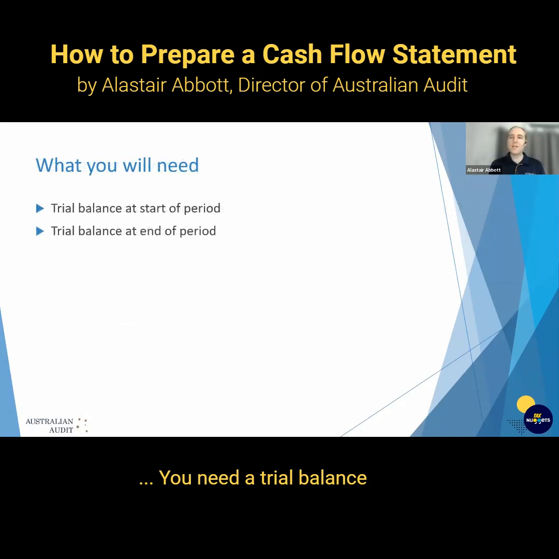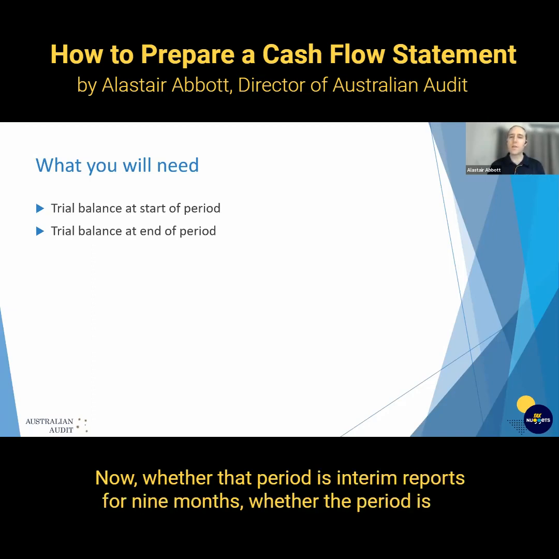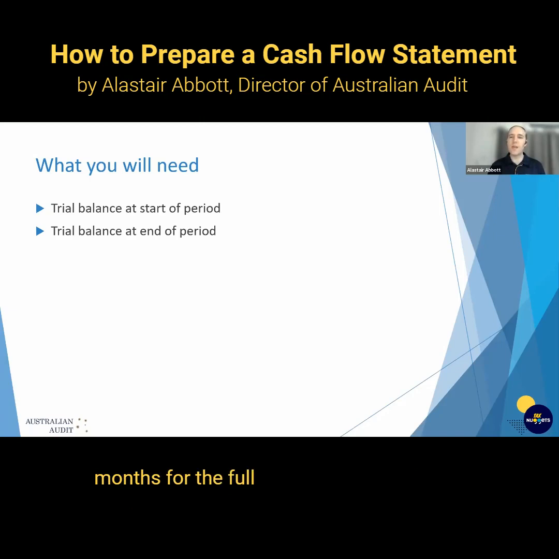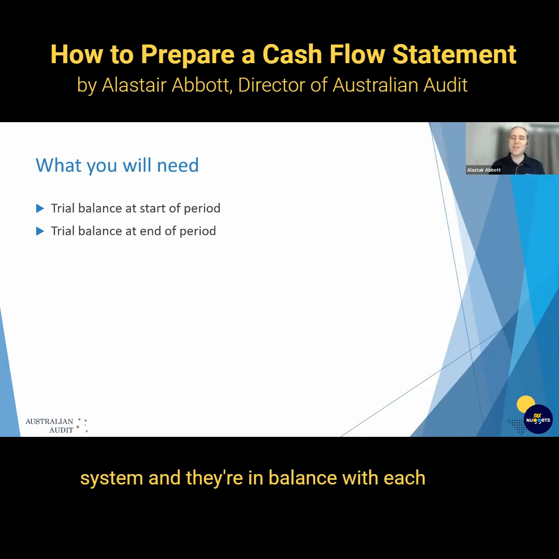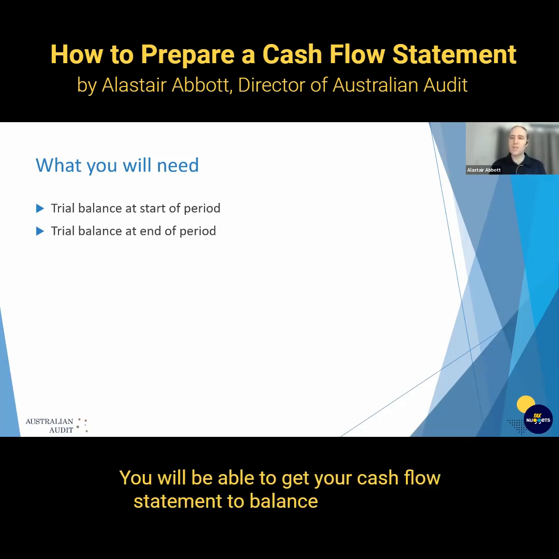You need a trial balance at the start of the period and a trial balance at the end of the period. Now, whether that period is interim reports for 9 months, whether the period is 12 months for the full annual period, it doesn't matter. As long as you've got a trial balance at the beginning and a trial balance at the end, and proviso there, they come from the same system and they're in balance with each other, you will be able to get your cash flow statement to balance, guaranteed.